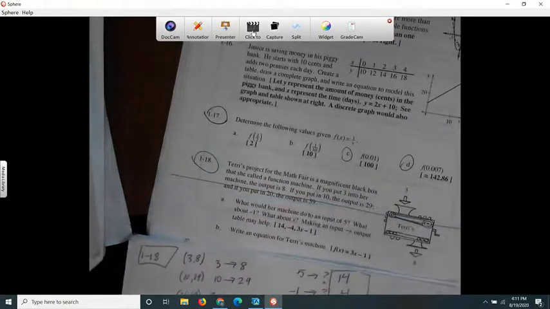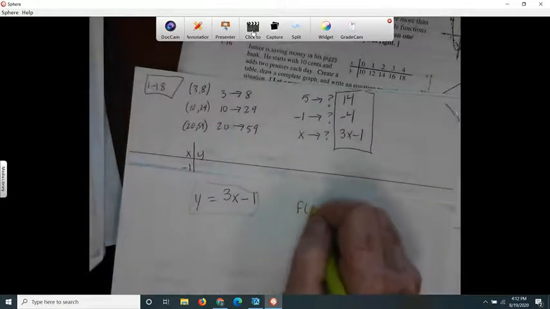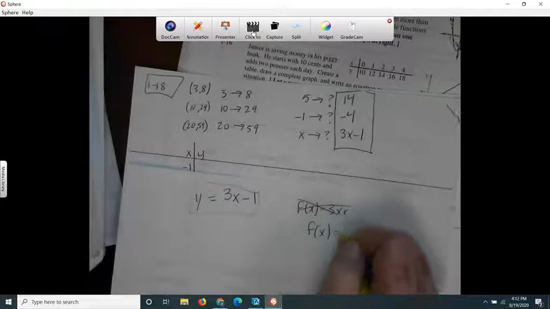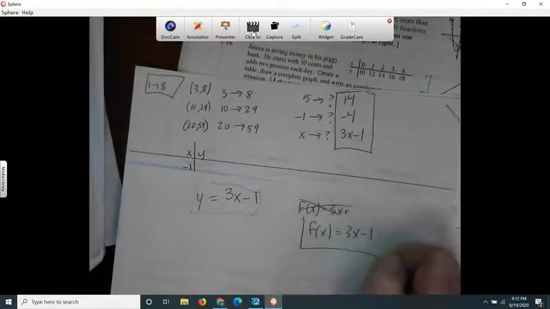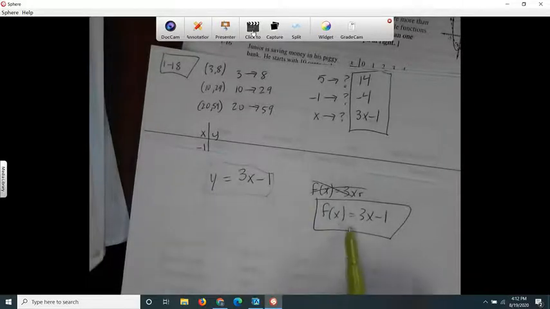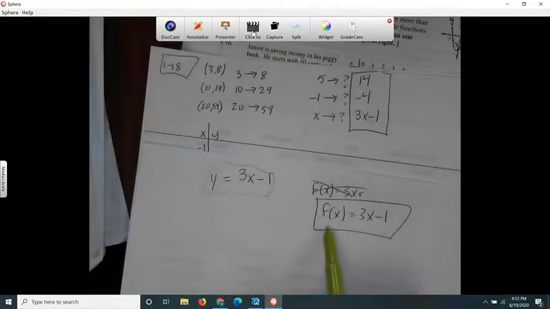And then it says, write an equation for her function machine. I don't care if you wrote it this way or this way. Well, it's more proper to write it this way because this is function notation and it's a function machine. But this is the rule. We're just going to use function notation.